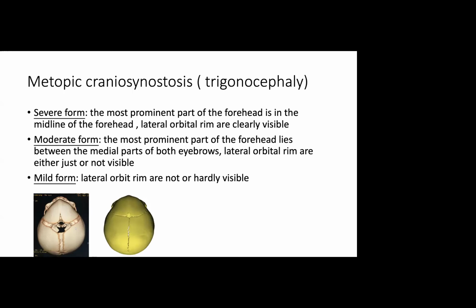The moderate form has the most prominent part of the forehead lying between the medial parts of both eyebrows. The lateral orbital ring is either just visible or not visible. In the mild form, you cannot see the lateral orbital ring. I demonstrate other pictures here. I think this is a moderate form.